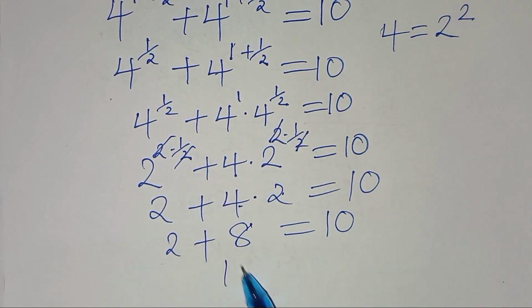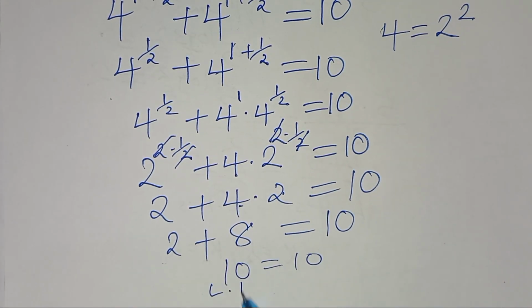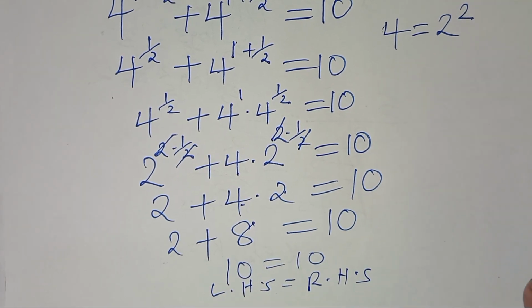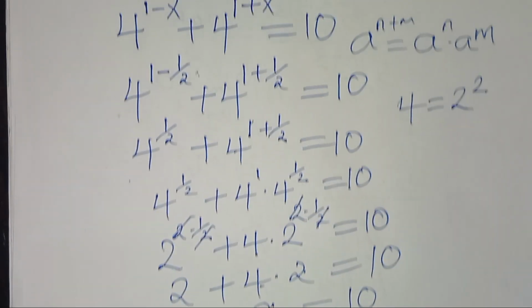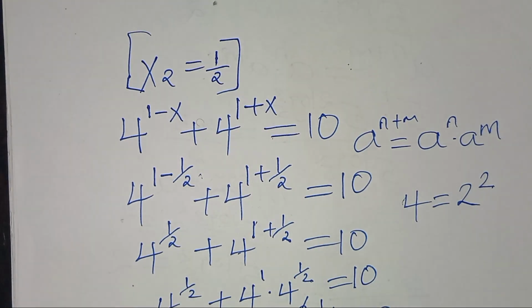So 8 plus 2, this is 10, and that shows that the left-hand side is equal to the right-hand side, and that affirms that the second value of x, which is x2, satisfies the equation. So x1 and x2 satisfy the equation.